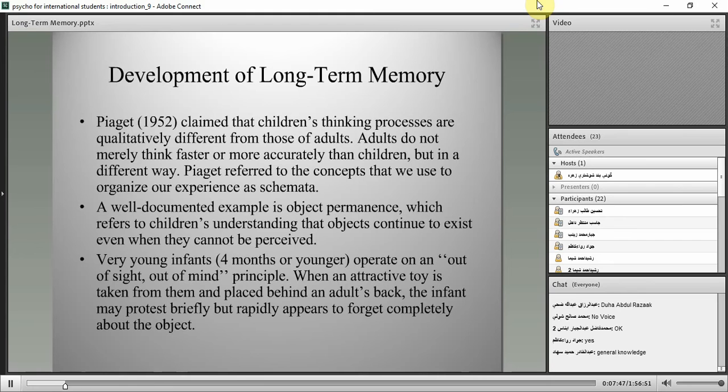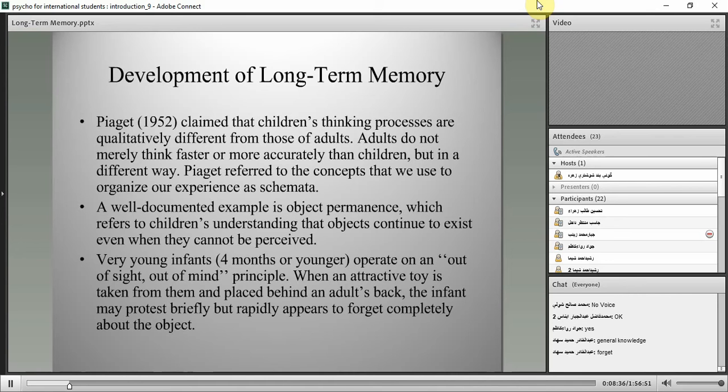Let's detail what we mean by object permanence. If we observe very young infants, around 4 months or younger, they operate on an out of sight, out of mind principle in dealing with objects. When an attractive toy is taken from the infant and you place it behind an adult's back, the infant may object briefly, they just cry, but rapidly appear to forget completely about that object.